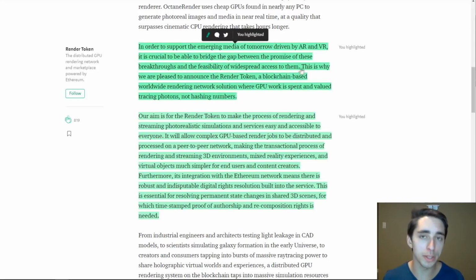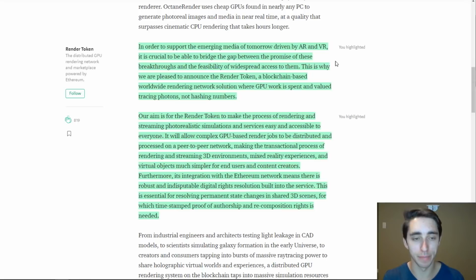In order to support the emerging media of tomorrow driven by AR and VR, it's crucial to be able to bridge the gap between the promise of these breakthroughs and the feasibility of widespread access to them. This is why we are pleased to announce the Render Token, a blockchain-based worldwide rendering network where GPU work is spent and valued tracing photons, not hashing numbers. Again, that shows that we're not just generating random hashes, we're producing and proving that we're actually producing valuable work, or proof of useful work. This has been a concept that's been discussed in crypto for a while.